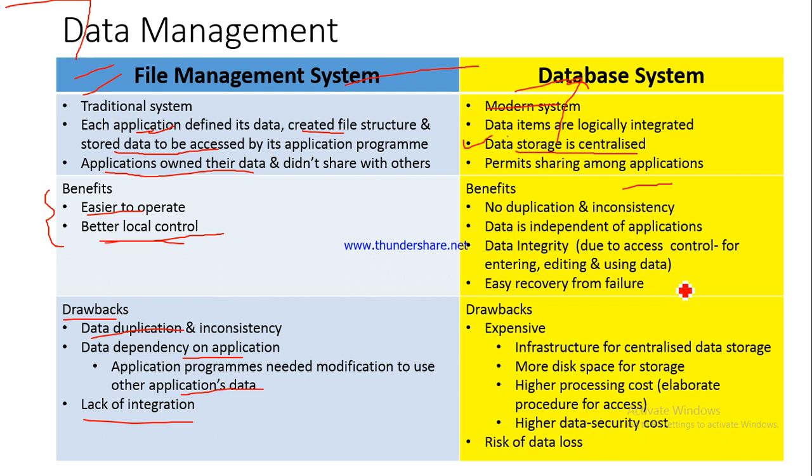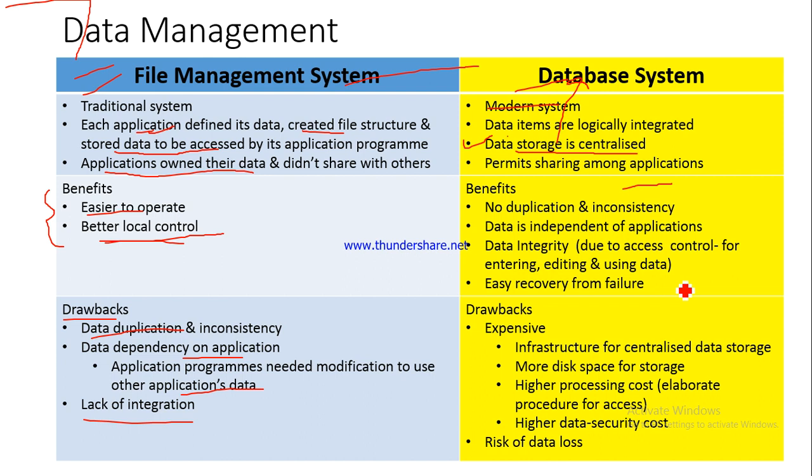Again, processing cost is higher. Why? Because there is an elaborate procedure for access. I have given you an example. The manager will log in from his account, so he can only access the information meant for him when he logs in from his account. So you have to define all these processes, and then the manager will have to log in to his account. He cannot go and tell his peon, okay, log in from my account, please make these changes. That he simply cannot do. In the file management system, this was possible, right?